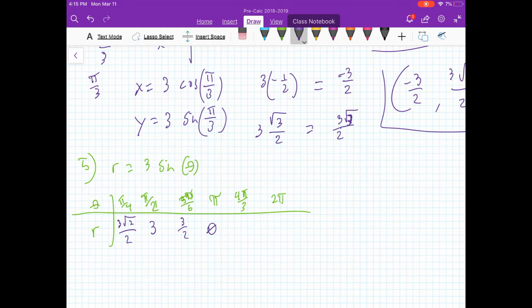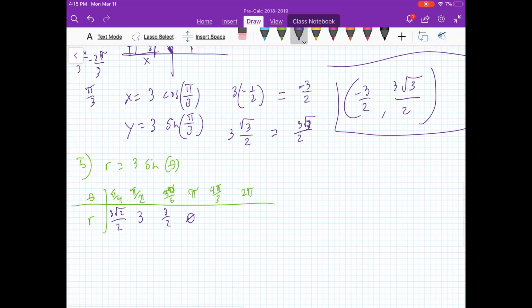So 4 pi divided by 3. The sine of that is negative square root of 3 over 2. And so if we have negative square root of 3 over 2 to multiply by 3, that gives us negative 3 times the square root of 3 over 2. Again, we just found the value and multiplied by 3. And 2 pi, that's 360 degrees. It doesn't go up or down at all. So the sine of that would be 0, and 3 times 0 is 0. And that's it, and we're done.